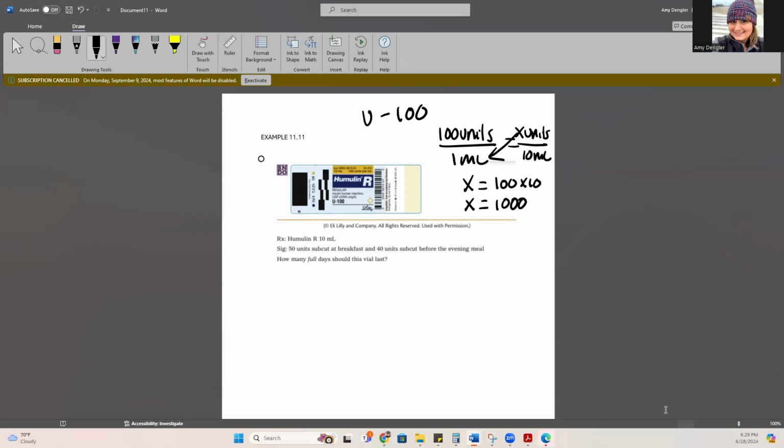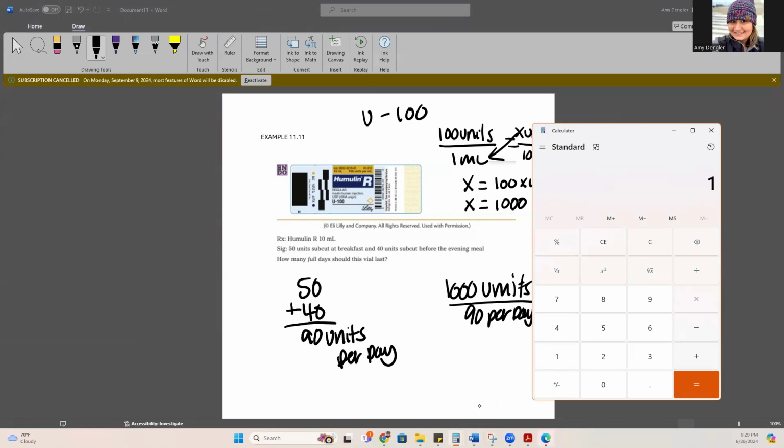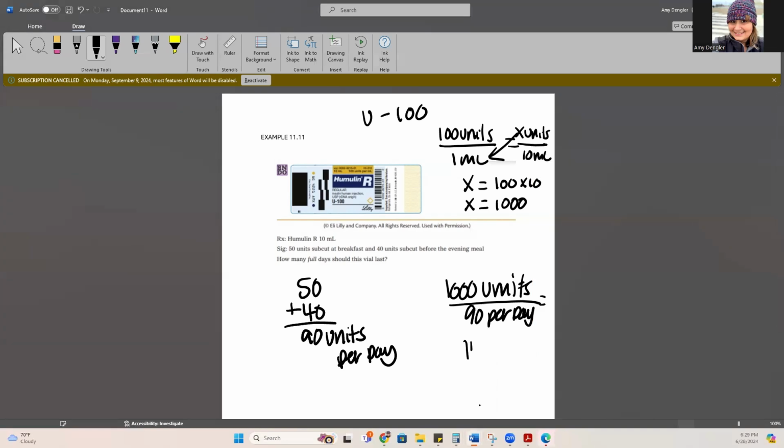So we need to find out how many units they're using per day. They're doing 50 units in the morning at breakfast and 40 units in the evening. So if we add up that 50 plus 40, that means they're taking 90 units per day. And we have 1,000 units in the bottle, and they're taking 90 per day. We do our simple division problem of 1,000 divided by 90, and we get that it's going to last 11.11 days, which we would round down to 11 days.